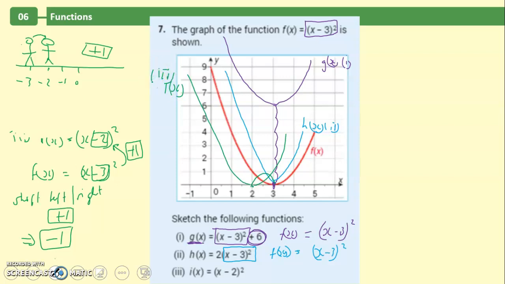So the left-hand side is the longer side, the right-hand side is the shorter side. So we have 3 sketches drawn there. We didn't use our table of values, we're simply using the transformation rules that we learned last week.